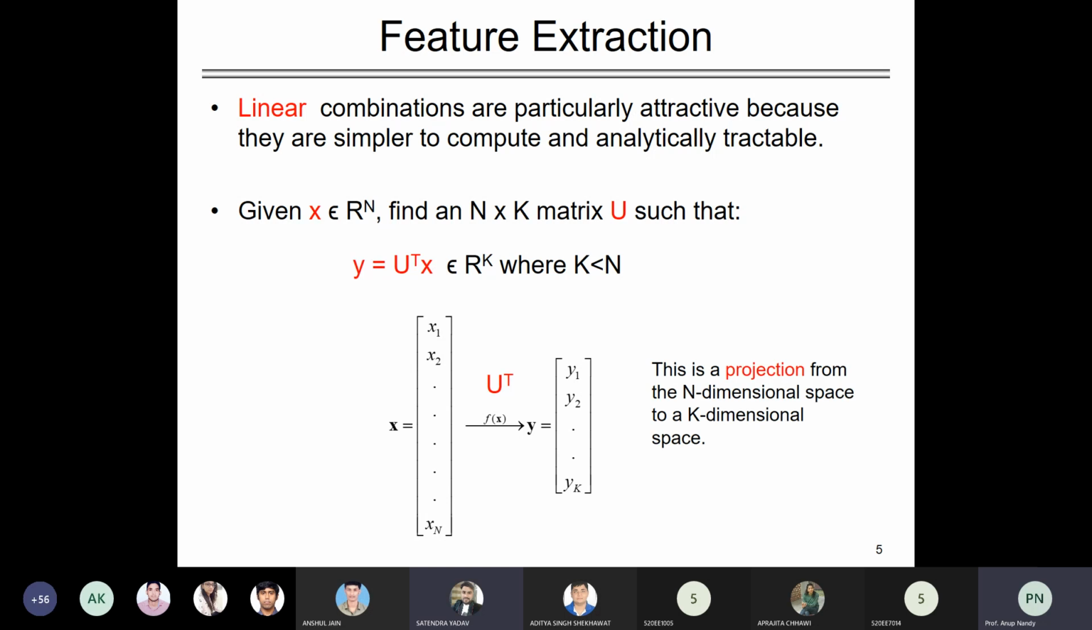Now this is actually a projection. So now try to understand the concept of PCA from this geometrical representation that we have understood. What we have done is, we have some set of points.